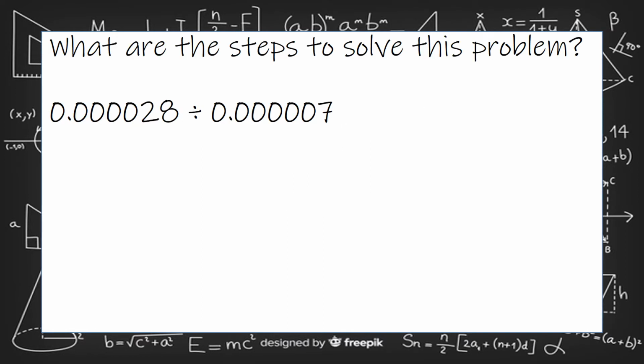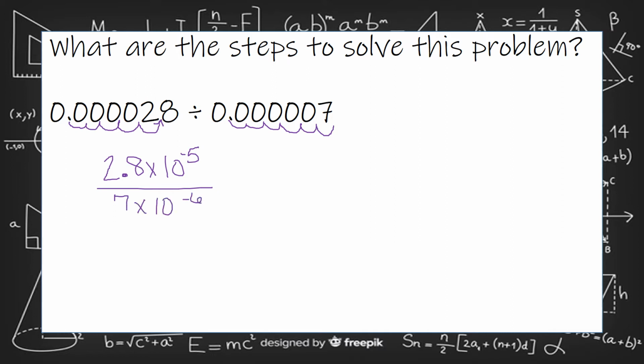So what are the steps to solve this problem? The first thing I want to do is rewrite this as a number in scientific notation. I'm going to move the decimal 1, 2, 3, 4, 5 spots. So 2.8 times 10, and I moved it to the right, so that's a negative power, divided by 1, 2, 3, 4, 5, 6. So 7 times 10 to the negative 6.